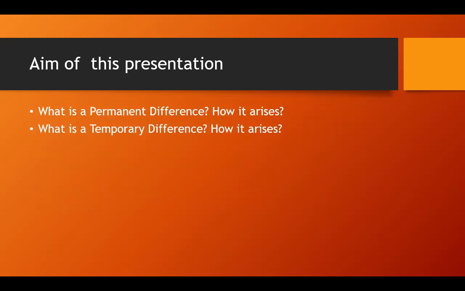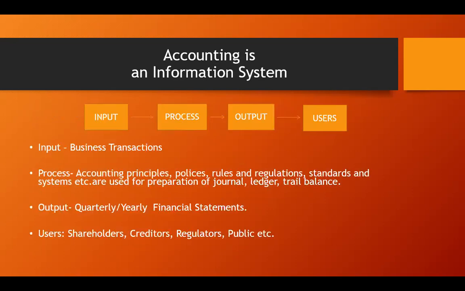And next we continue by asking some questions. What is the permanent difference? How does it arise? What is the temporary difference? How does it arise? These are linked to the deferred income tax shown in the profit and loss account.